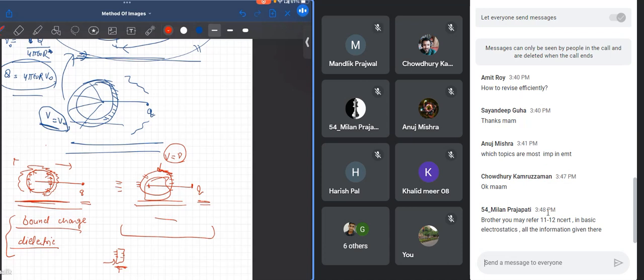So, someone asked, what is the most important topic in EMT? Till now, from my experience of solving GATE problems, I have encountered magnetostatics as the topic from which most of the GATE questions are asked. You can encounter 2 to 3 questions in a single exam from that topic. So, this one is most important from my perspective.